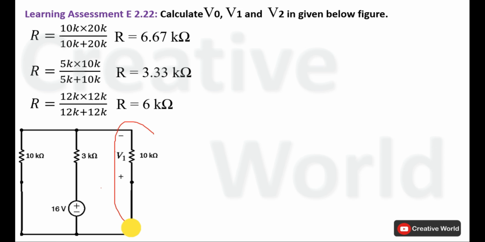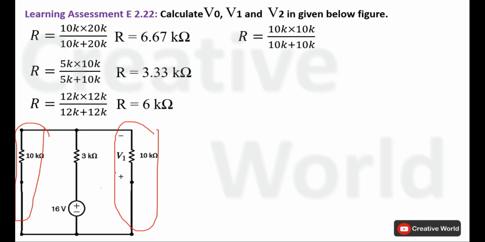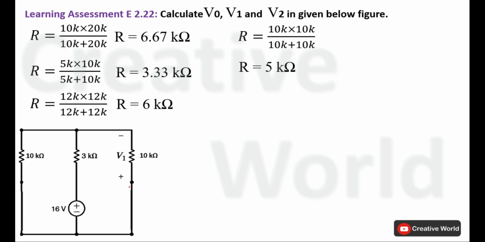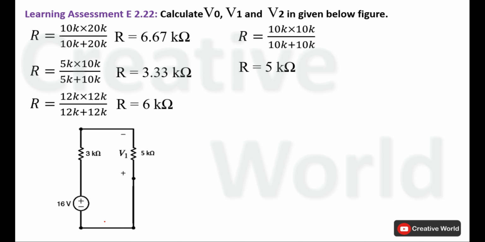These two 10 kilo ohm resistances are connected in parallel. We can find their equivalent resistance, which will be the product of these two resistances divided by their sum, and their equivalent resistance will be 5 kilo ohm. So we can place 5 kilo ohm instead of these two parallel resistances. The updated circuit diagram will be this. We have simplified the circuit.